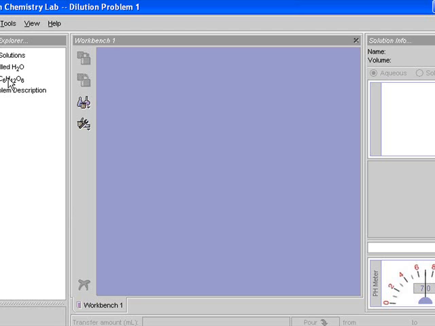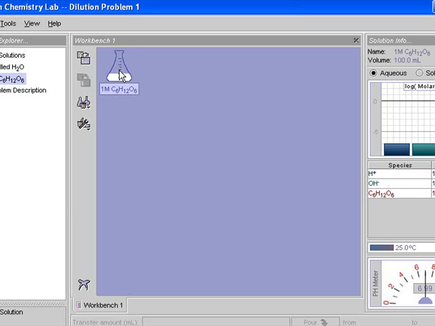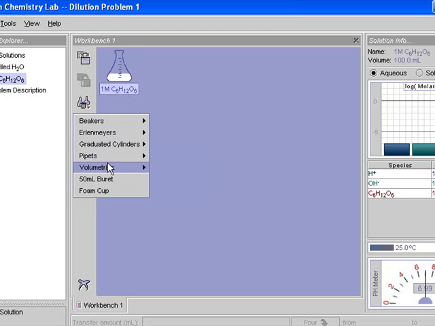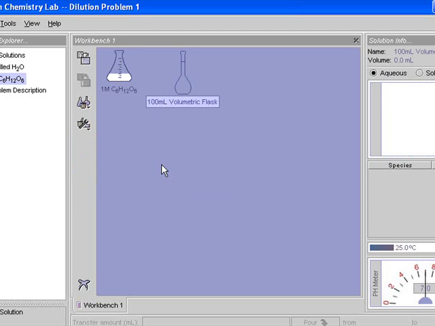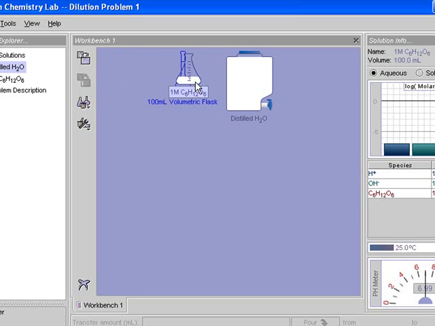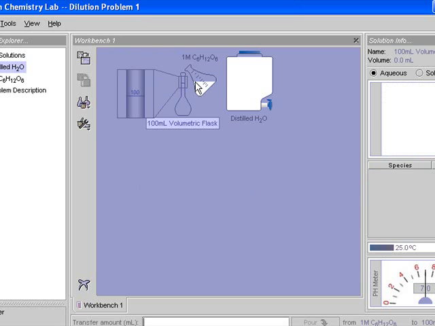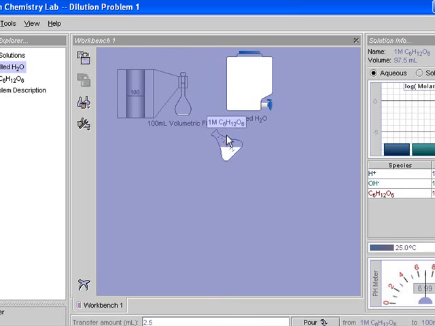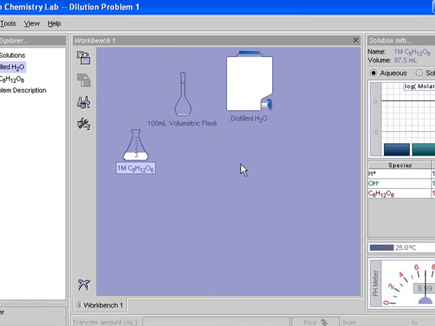So, 1 molarity glucose Erlenmeyer flask, and that's this one here, that's an Erlenmeyer flask. A 100 milliliter volumetric flask, and there it is, and the distilled water container, there it is. Okay. Then it says pour 2.5 milliliters of the 1M glucose from the Erlenmeyer flask into the volumetric flask. So 2.5 pour, there it is, and then use the dilution.